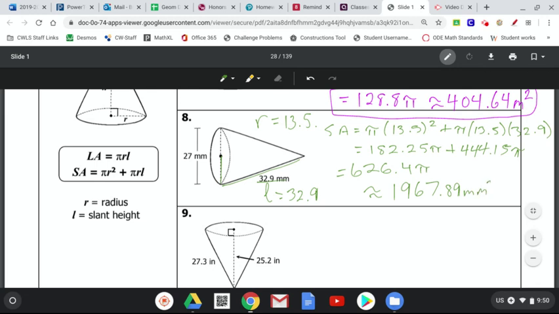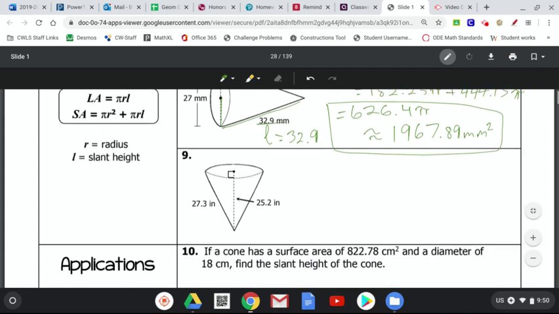millimeters squared. Okay, so both of those are correct. They're the same thing. 626.4 pi, that's your exact answer. Your decimal approximation is 1,967.89. Now, moving on to our last one here.